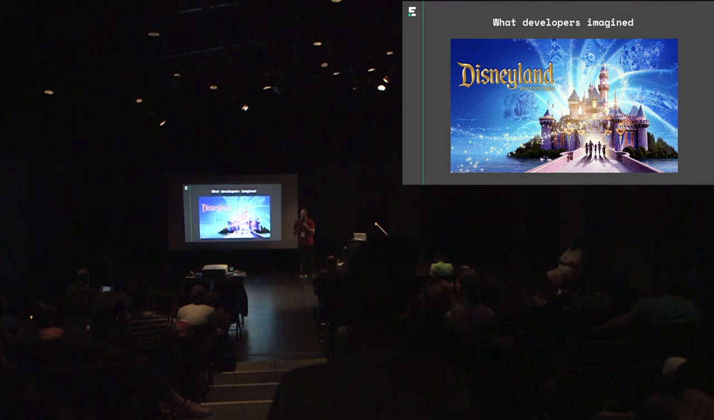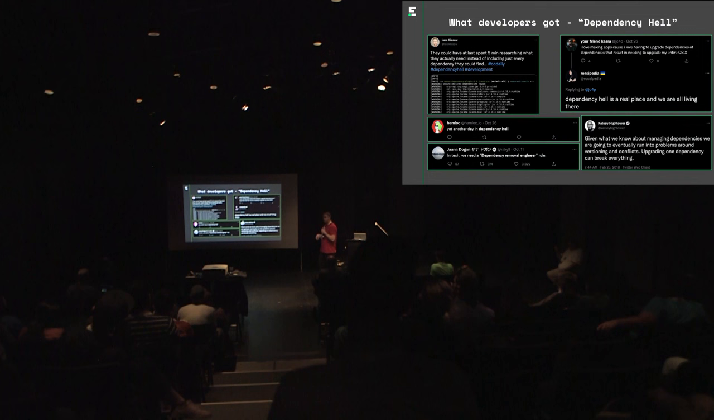What happened with open source? Developers thought they got Disneyland. They say, I can use this, it meets my use case, I just Googled it for 5 seconds, and now I apply this documentation, and oh, it works, great. But what they actually got as they started to use more and more software was dependency hell. And by a quick show of hands, who here knows what dependency hell is?